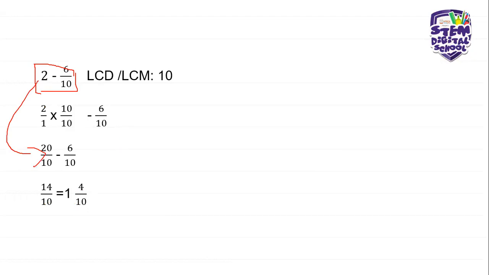The most important part is just changing the denominators, changing the fraction so that it can be subtracted or added to. That's all that is needed, guys. Nothing more, nothing less. No tricks at all. We're not trying to trick you. I'm not trying to play mind games with you. There are no tricks at all.